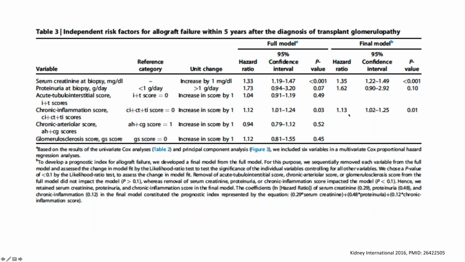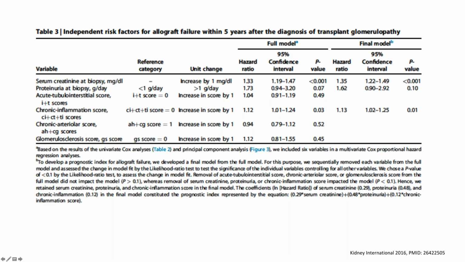there were three variables, not surprising at all: serum creatinine at the time of biopsy, proteinuria at the time of biopsy, and a chronic inflammation score. So there is nothing surprising here. The higher the creatinine, the worse the outcome; the higher the proteinuria, the worse the outcome; and the higher the chronic inflammation and fibrosis, the worse the outcome.